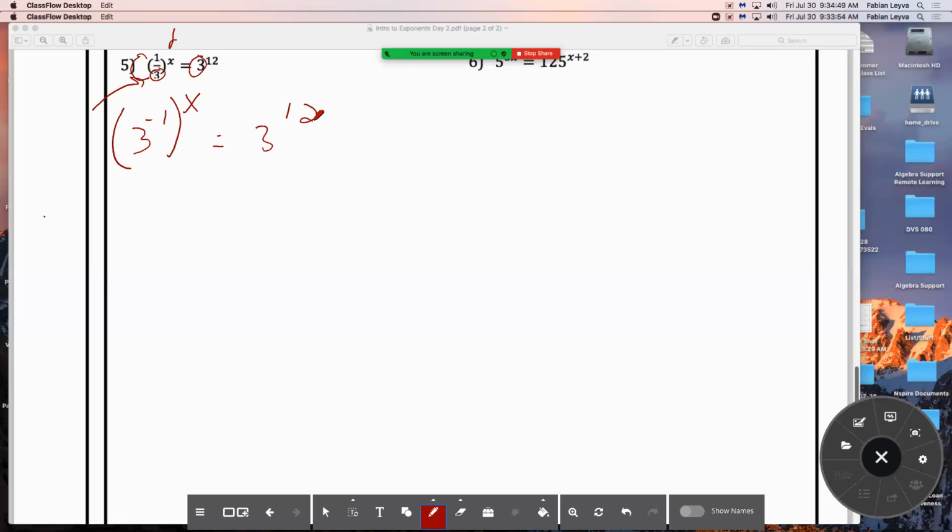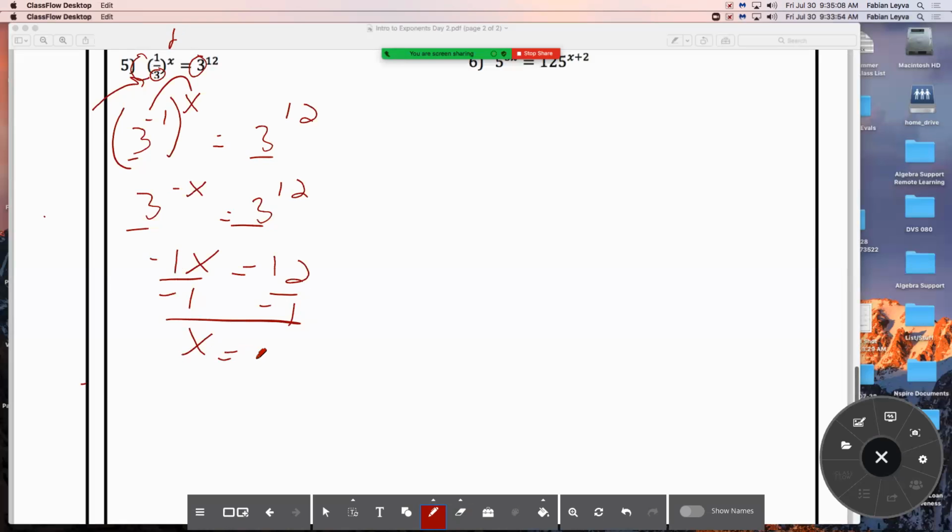Now you can see that both my bases are in the numerator. I still have to simplify my exponents, which makes it just a negative x, because negative 1 times x is a negative x. 3 raised to the 12. Two bases are the same. All you have to do is add the exponents. Now I like to write my 1 in there so I can visually see that all I have to do is divide by 1. And then you end up with x is equal to a negative 12.